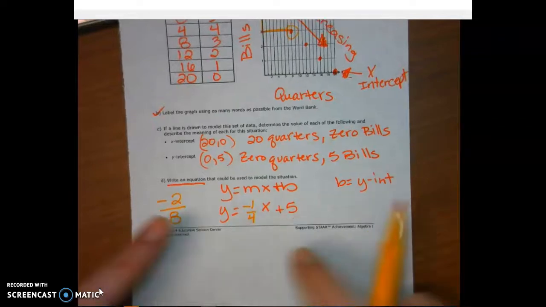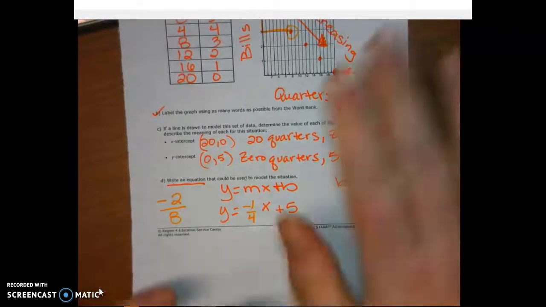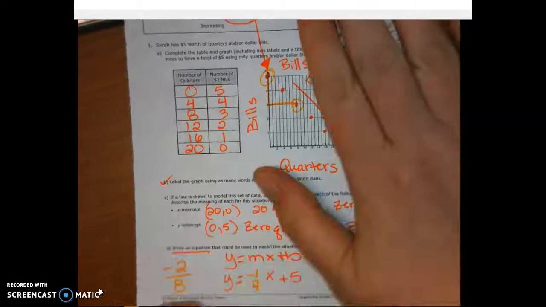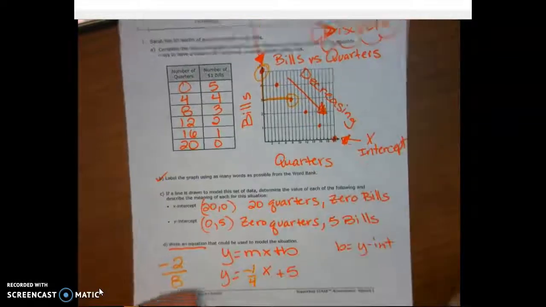Okay? So perfect. I made it in less than 8 minutes. You have information about interpreting slope and intercepts. We'll be doing lots more of this because these are highly useful, highly important. I even use it in grad school.